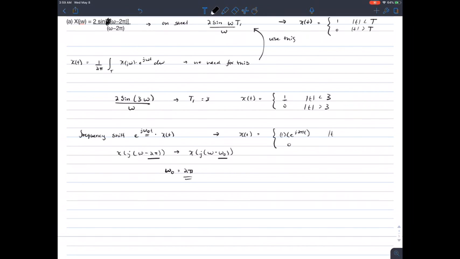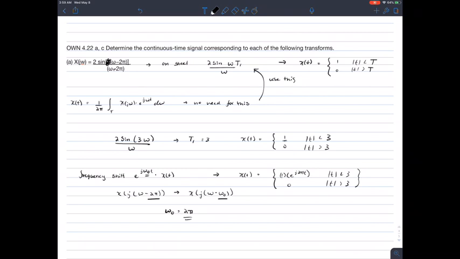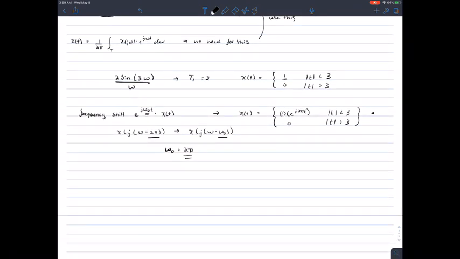0 when t is less than 3, when t is greater than 3. Okay? And that takes care of the frequency shift, and you're left with the original. Okay, so you are actually done. This is the final answer. And yeah, nothing else needs to be done.